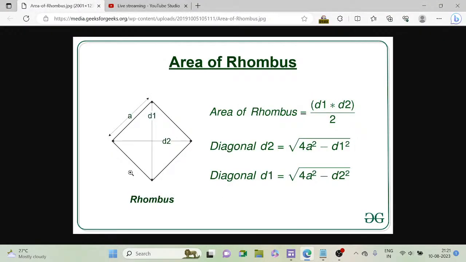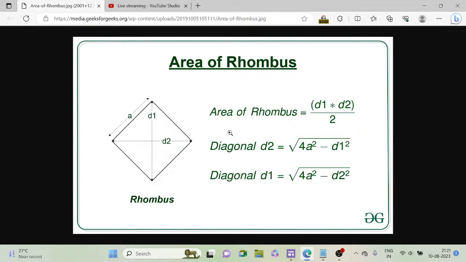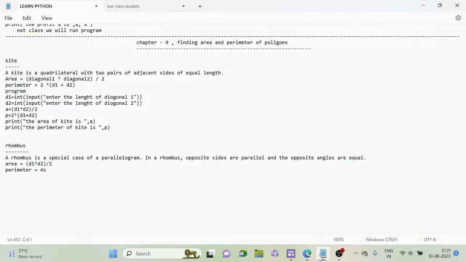A rhombus also can be divided by two diagonals, diagonal 1 and diagonal 2, as we have done in the last sessions. So the area of a rhombus is d1 into d2 by 2. That is the area of a rhombus.